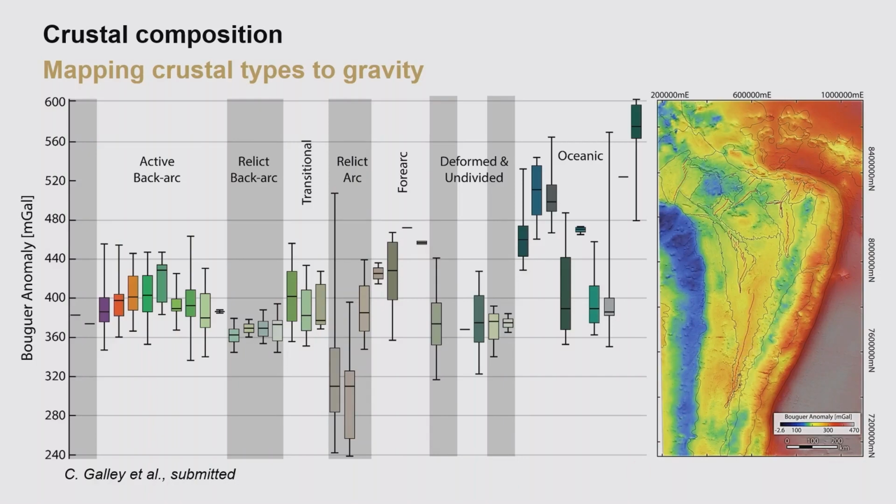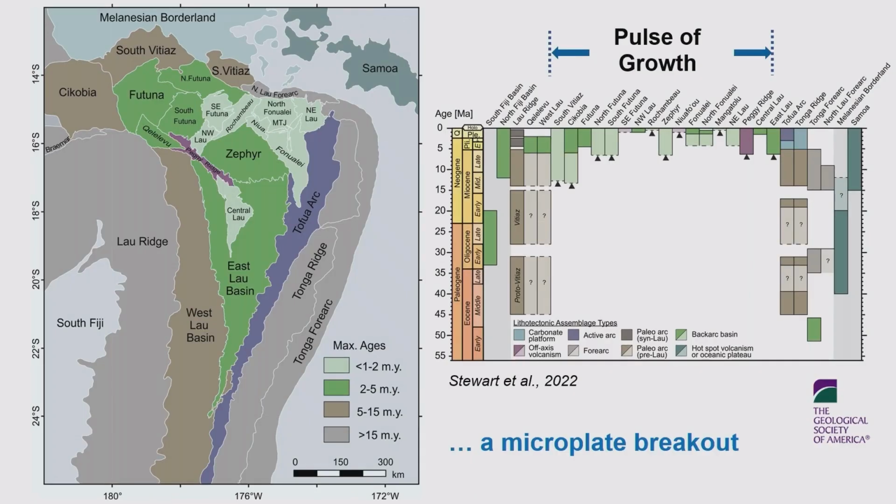And this is the assemblage map for the northern part of the Lau Basin, which shows older crust in brown and gray, more recent crust in dark green, and then a very recent pulse of young crust within the last 5 million years in light shades of green. These pulses of crustal growth are making volcanic assemblages, but they coincide with a microplate breakout.